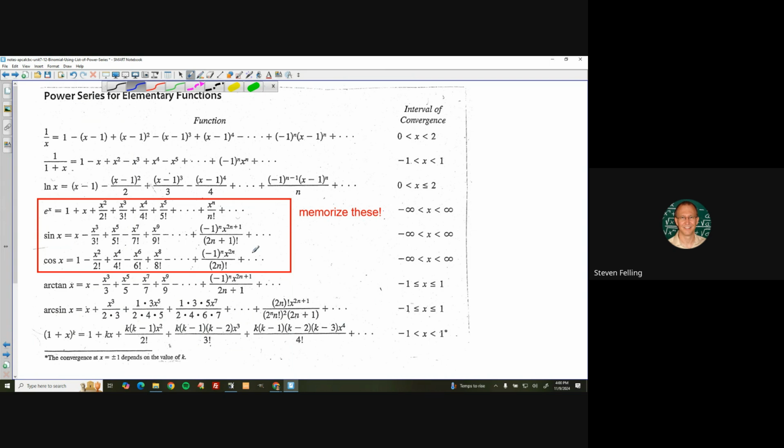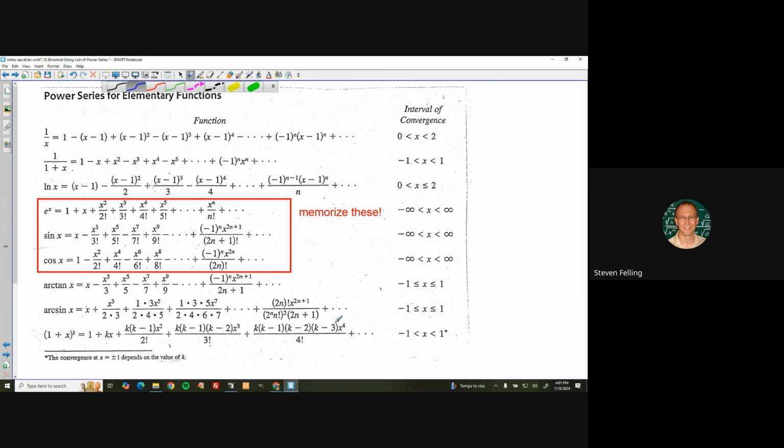So we do strongly recommend, and College Board recommends, that you memorize 3 of these. Each of these is at a predefined centering value and has a known interval of convergence. So 1 over x is easily represented by this power series that happens to be centered at 1. 1 over 1 plus x is centered at 0. Natural log of x has this structure that's centered at 1. And then e to the x, sine of x, cosine of x have specific terms here centered at 0. Arctangent, arcsine, and then the binomial one that we just derived.